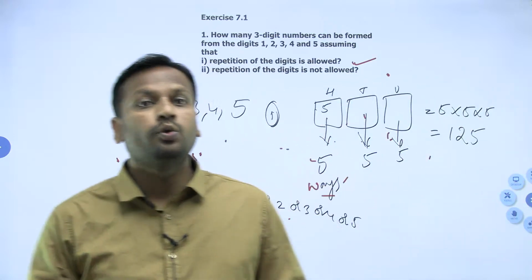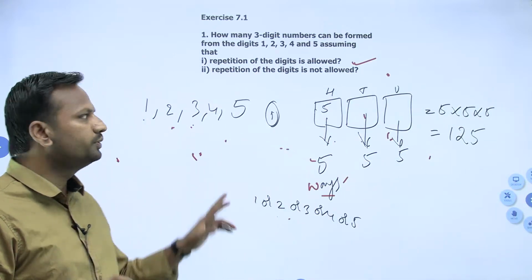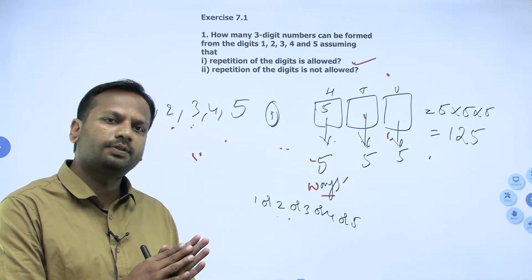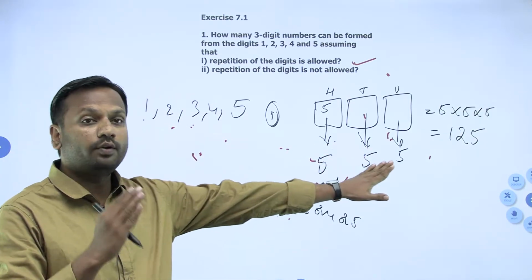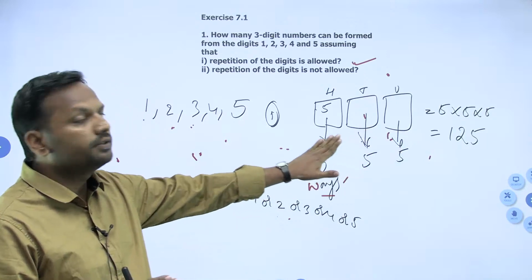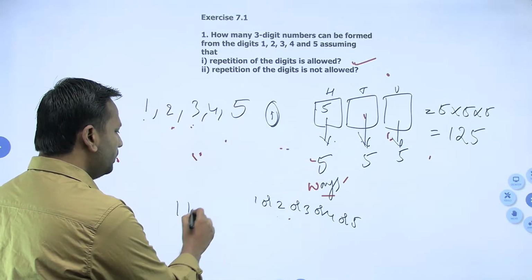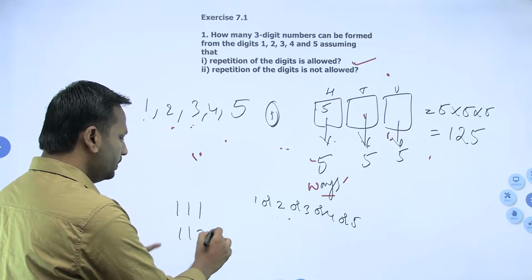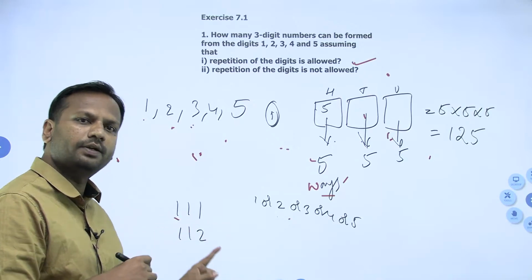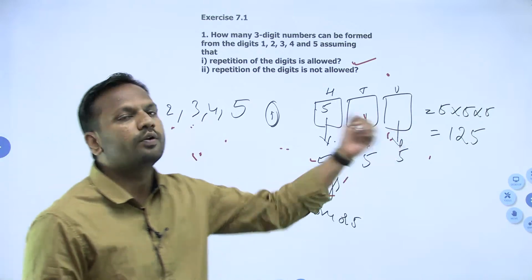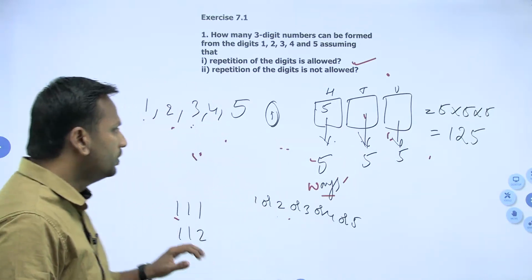In 125 ways, I can form the 3-digit numbers with repetition using 5 numbers, right? 1, 2, 3, 4, 5. Using these 5 numbers, I can form 125 3-digit numbers with repetition here. With repetition means here 1, 1, 1 is also included, 1, 1, 2. Here 1 is appearing thrice, 1 is appearing twice, where the numbers are repeated in this 125. Got it now?